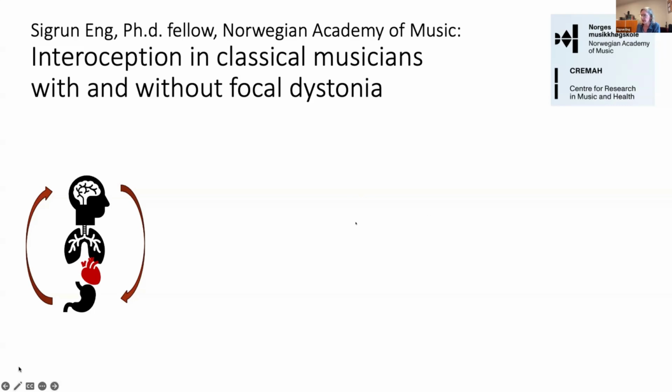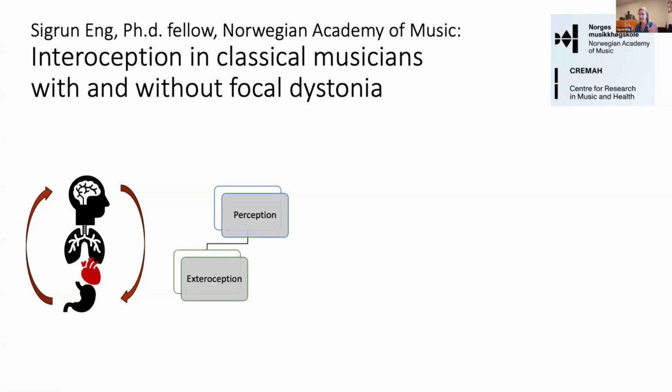So interoception, for those who are not familiar with the word, is the perception on the inside. We call exteroception what we sense with our five senses. That's the outside, and interoception is the inside of the body and what we sense there. So it's actually the top-down and the bottom-up signaling between the brain and the body, and especially the viscera.